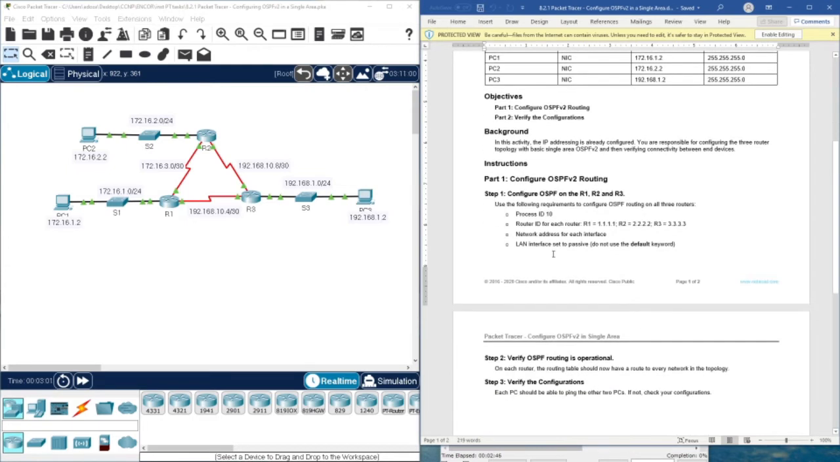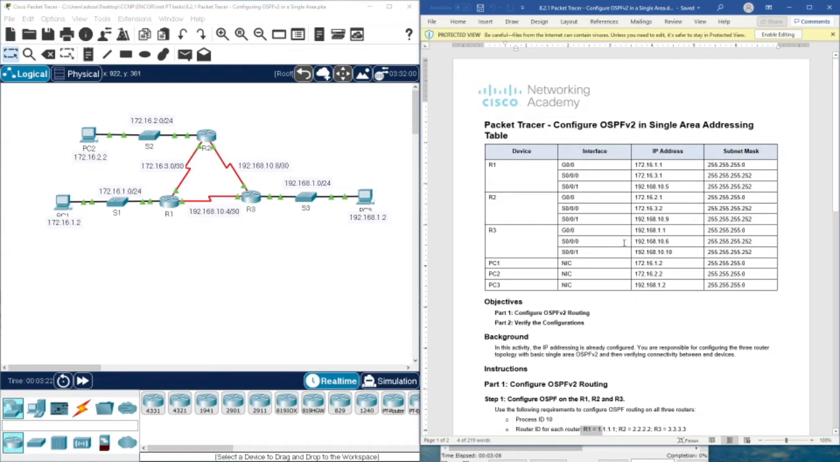Okay, so to configure OSPF in a single area, of course, we need the process ID for OSPF. We need also the router ID. That's very necessary here, and here we have the router ID for R1, R2, and R3. And then we need, of course, to advertise the network. When advertising the network, you have to remember to use the network address, not the IP address, and we have to use the wildcard.